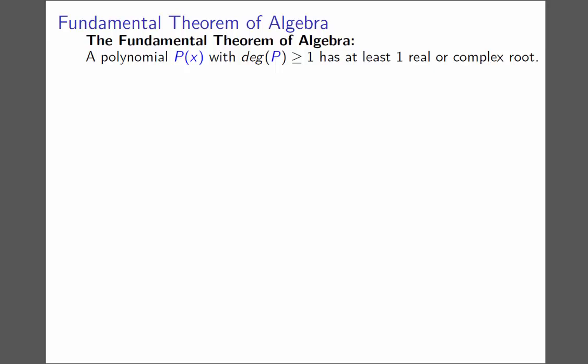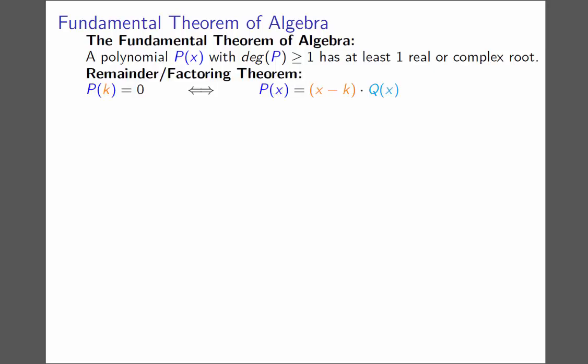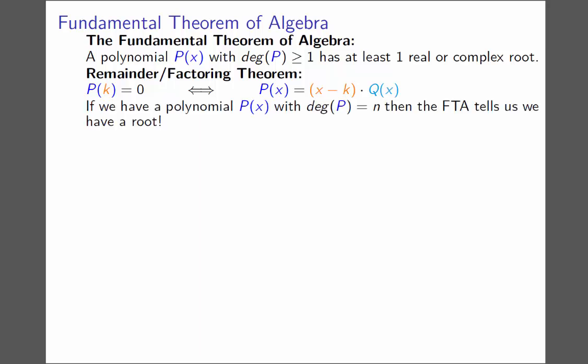To answer this question, let's look at our factoring theorem that says a polynomial p has root k, in other words p of k equals 0, if x minus k is a factor of p of x. So if we have a polynomial p of degree n, the fundamental theorem of algebra tells us we have a root. Let's call that root k1, and p of k1 is 0.